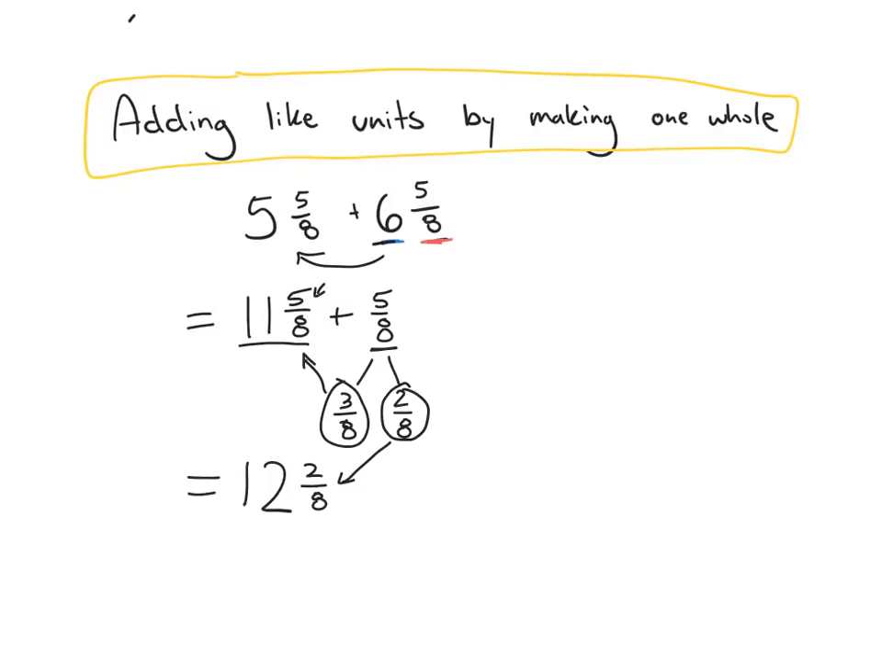So in this strategy, I pulled the whole number from one of the mixed numbers and added it to the first mixed number to get 11 and 5/8. Then that left me with 5/8 remaining, and I added that on. Then I asked myself, how many more 8ths do I need to make 1 whole, or get to the next whole? I was able to decompose to pull out 3/8, and that left me with 2/8. I combined the 3/8 with the 5/8 to make the whole and get to 12, and then I was left with 2/8 remaining, which is my answer, 12 and 2/8.